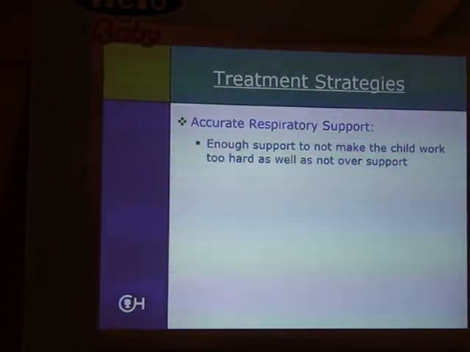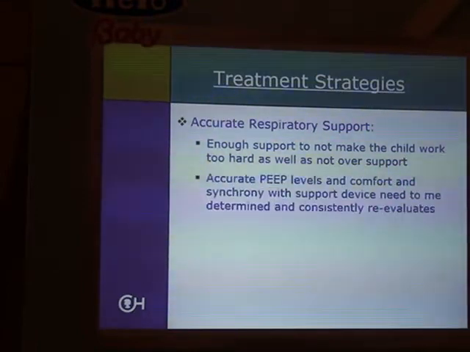So other treatment strategies include looking at adequate, accurate respiratory support, enough support to not make this child work too hard, as well as supporting everything else. So we really need to make sure that we're getting enough. Sometimes, looking at our nutrition, we have to add a little more protein, a little less calories. We try to get occupational and physical therapy involved and see how much they're tolerating. Usually we have to increase their respiratory support. And accurate PEEP levels, we found, was key.